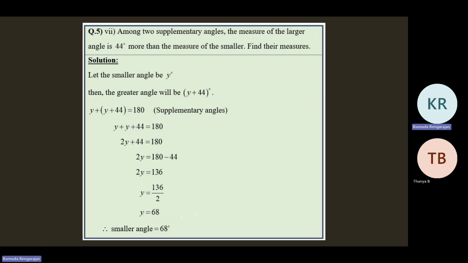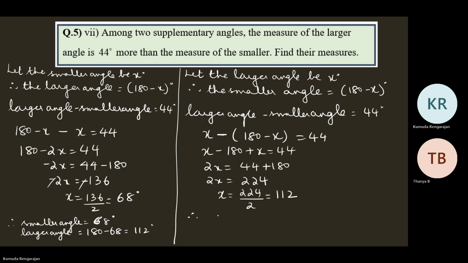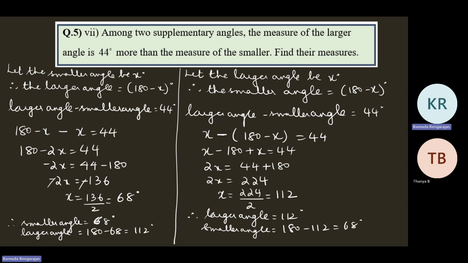Therefore, here x is the larger angle. Therefore, larger angle is equal to 112 degrees. Smaller angle is equal to 180 minus 112, which is 68 degrees.